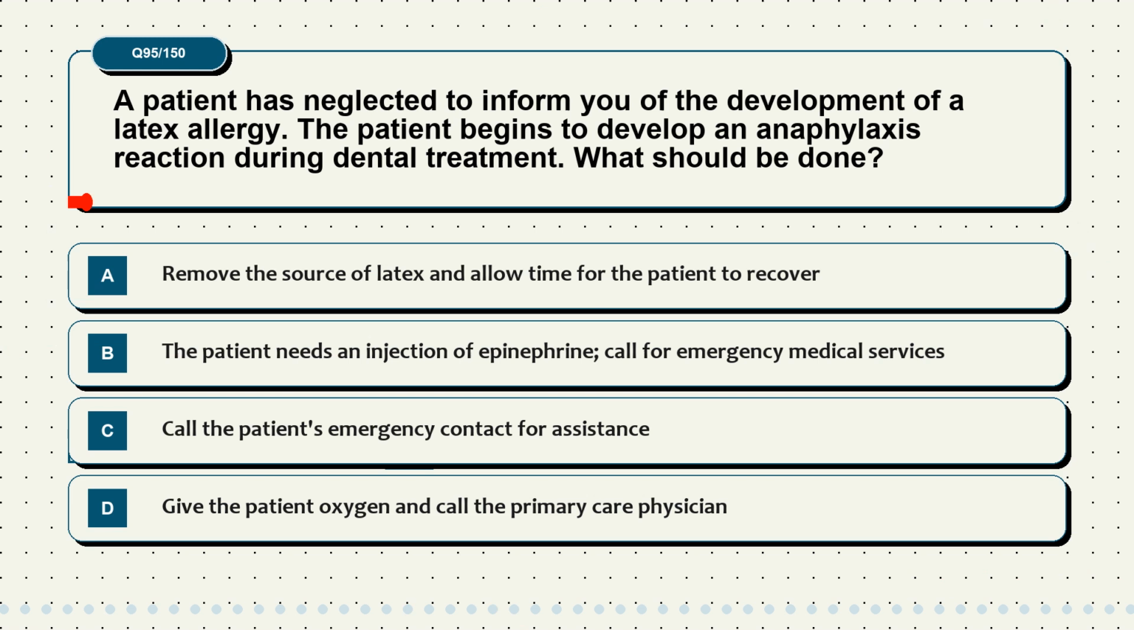Question 95. A patient has neglected to inform you of the development of a latex allergy. The patient begins to develop an anaphylaxis reaction during dental treatment. What should be done? Here are the options. Option A. Remove the source of latex and allow time for the patient to recover. Option B. The patient needs an injection of epinephrine. Call for emergency medical services. Option C. Call the patient's emergency contact for assistance. Option D. Give the patient oxygen and call the primary care physician.